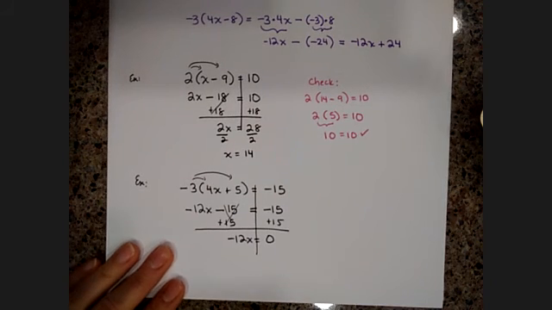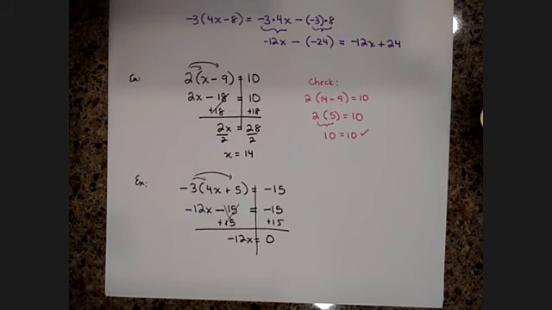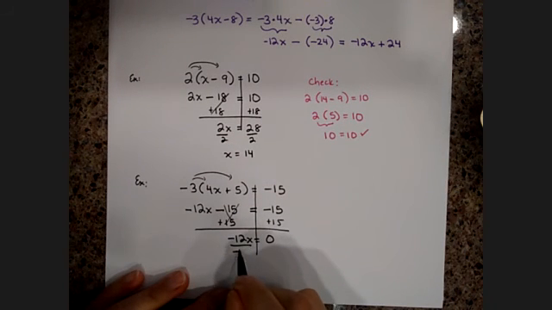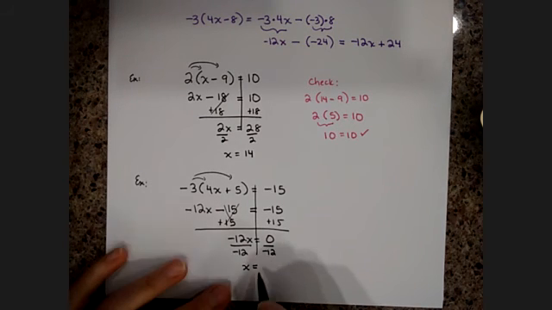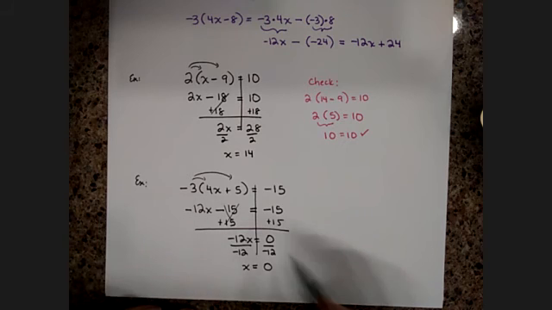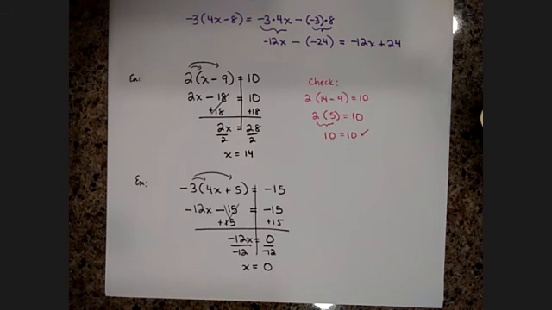0 is a number. You don't have to worry if you get a 0. I can still finish solving. I can divide by that negative 12. 0 divided by anything is 0. So when 0 is on top, you're okay.